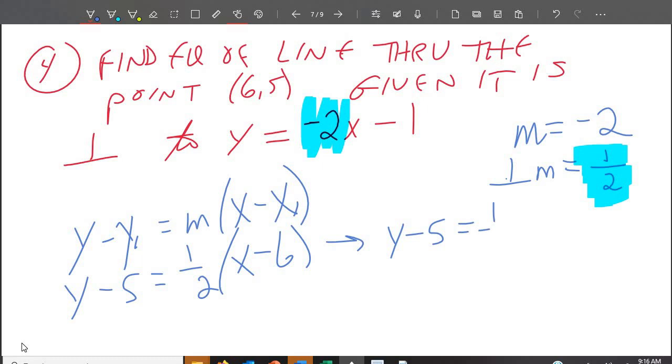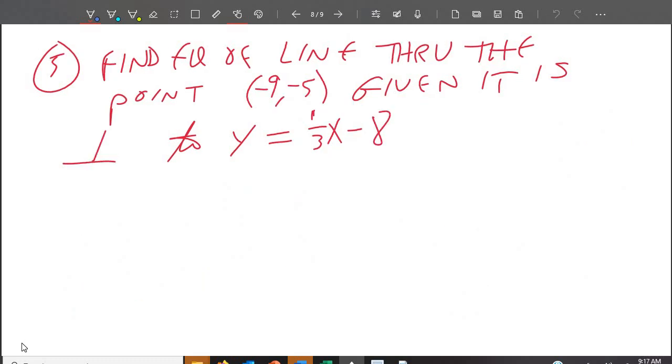Do the distributive property. 1/2 x. 1/2 of -6 is -3. Then we're going to add 5 to both sides, and we'll get plus 2. All right. So we flipped this number and changed the sign. Let's do another. I'm going to write the formula down here first.